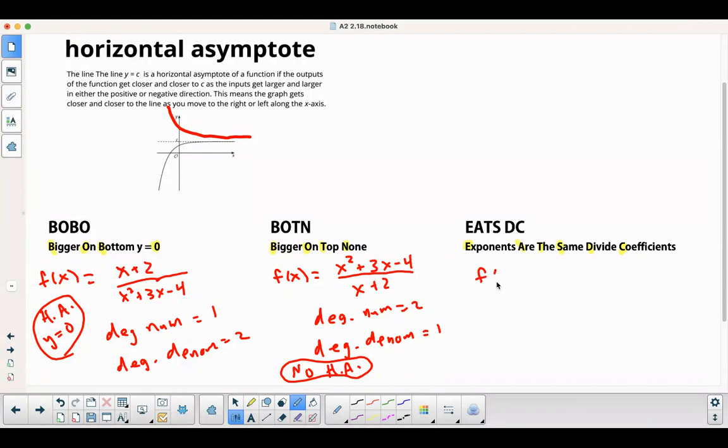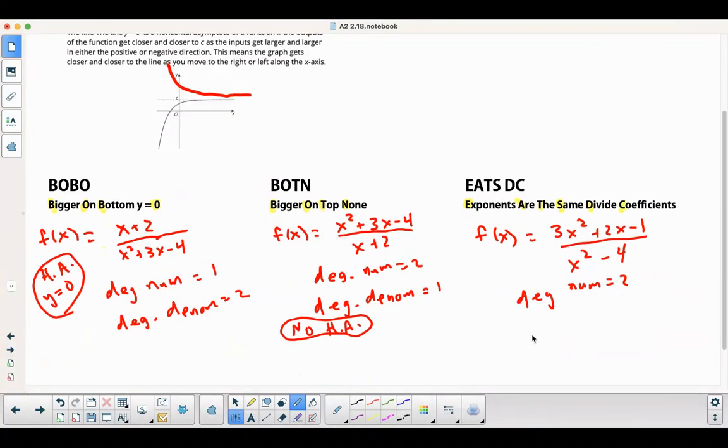And then here, exponents are the same, divide coefficients. So if I have like 3x squared plus 2x minus 1 over x squared minus 4. So the degree of the numerator is 2. Degree of the denominator is 2 as well. So we divide the lead coefficients. So there'd be a 1 here and a 3 right there. And make sure you put the y equals, because horizontal lines are always y equals. So y equals 3 over 1, or just y equals 3, would be my horizontal asymptote. Okay, so that's how we're going to do it.